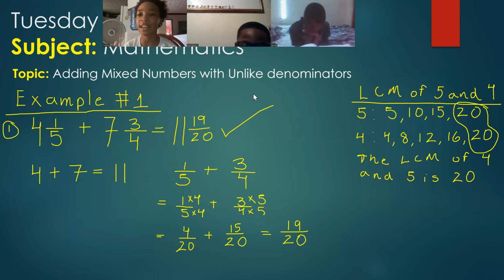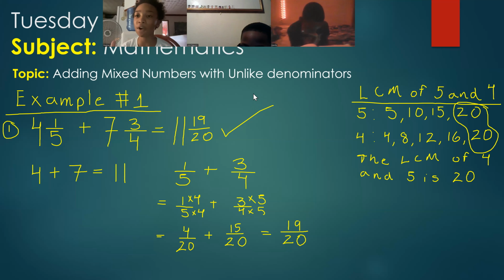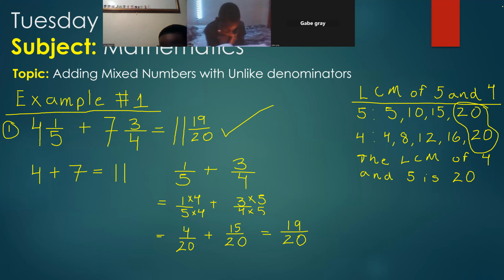So then we say, what times 5 can give us 20? 5 times 4, and we have to do the same thing. We have to write the same number we times the 5 with the 4. So 5 times 4 is 20. So we put the 20 as the denominator, and we say 4 times 1 equals 4. So we put the 4 as the numerator, and then we say what times 4 can give us 20, which is 5. So we say 4 times 5. 4 times 5 is 20.